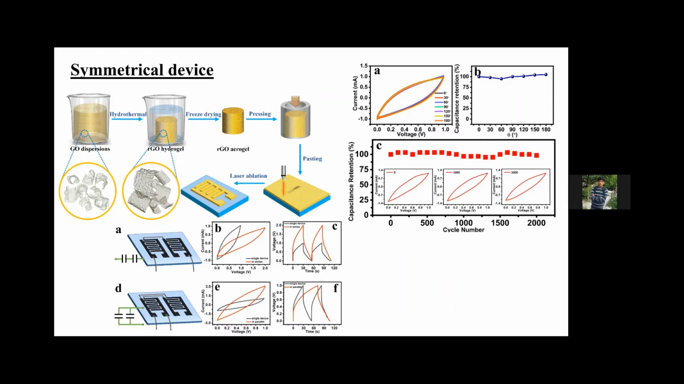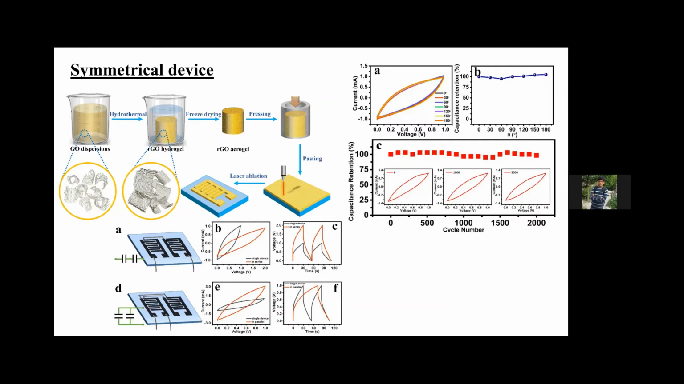So here is one example of reduced graphene aerogel based symmetrical devices. How do they make this? They have the graphene oxide suspension, and after performing the hydrothermal reaction, they get the reduced graphene oxide hydrogel. Then after collecting this and freeze drying, they get the reduced graphene oxide aerogel.